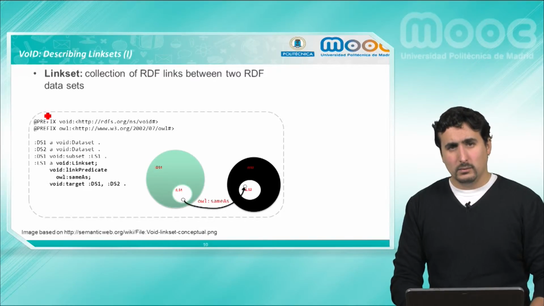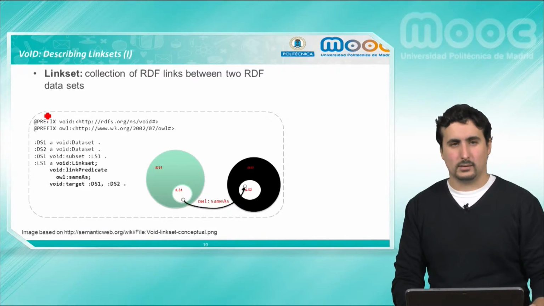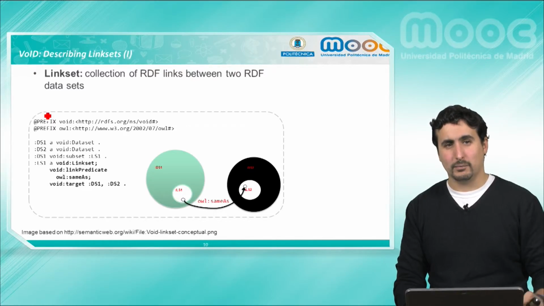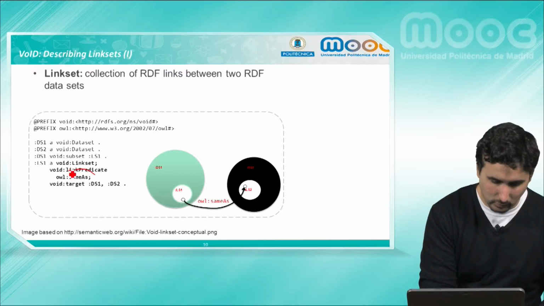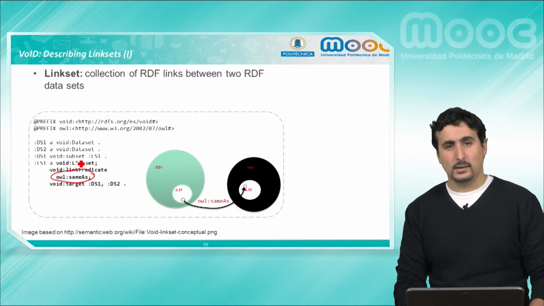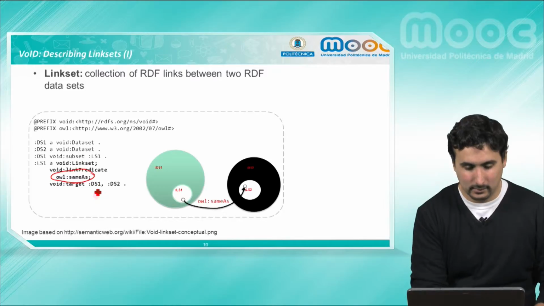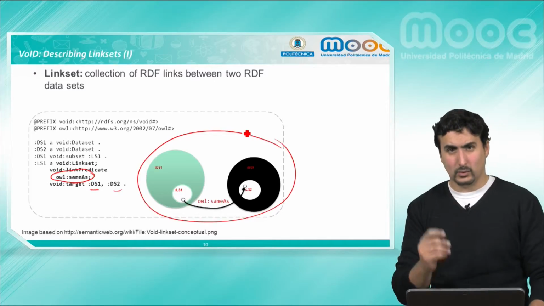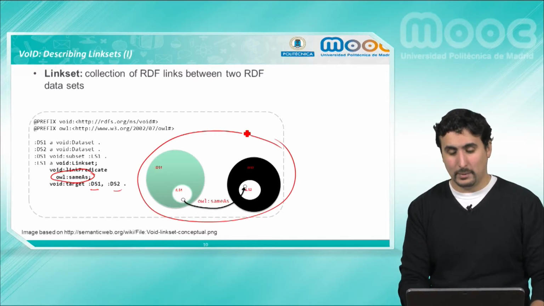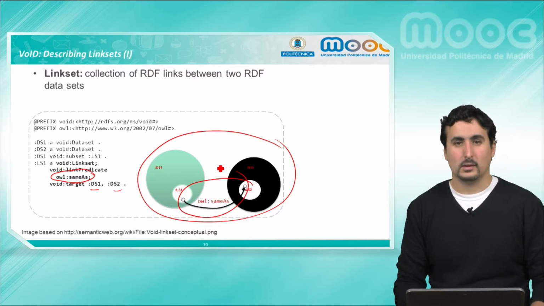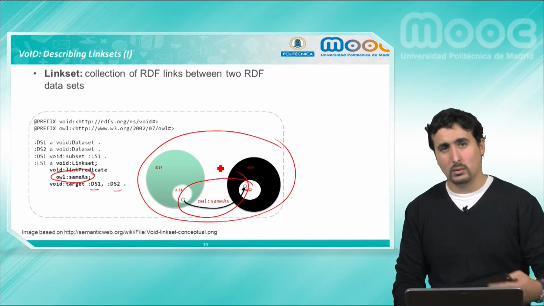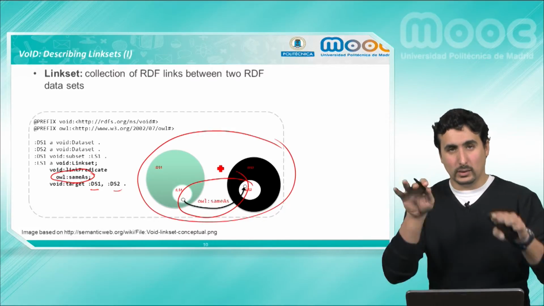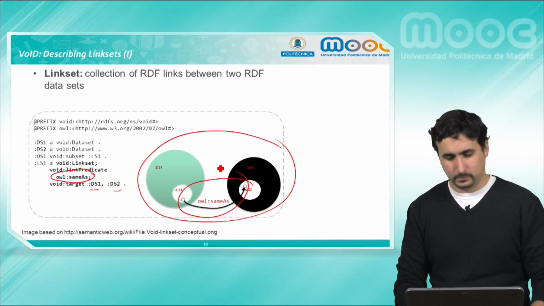The link set information that can be described using void refers to the links between two different datasets. We will identify, as we see here, the type of linking predicate. In this case, we are using owl:sameAs to relate two datasets, the target datasets, in this case DS1 and DS2. So we are saying that both datasets are linked to each other, their individuals are linked to each other by means of the owl:sameAs property. That is, again, useful when navigating the relation between these two datasets.